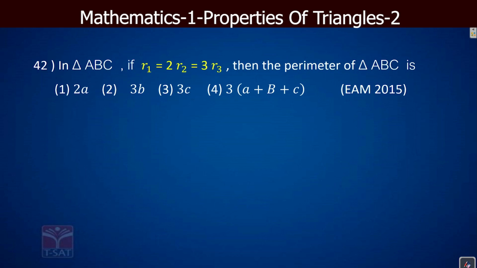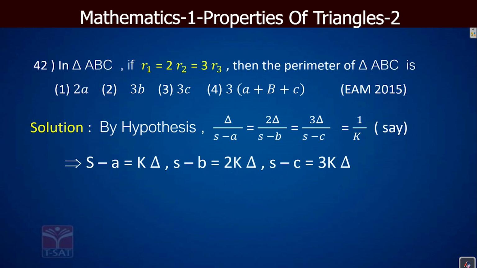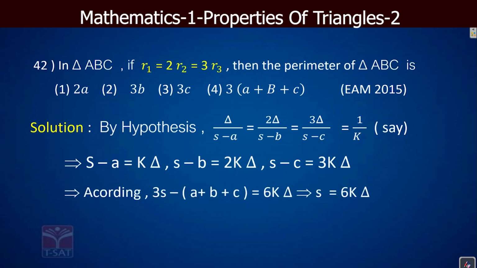Now by hypothesis, you know that r1 = Δ/(S − A), r2 = Δ/(S − B), r3 = Δ/(S − C). So by hypothesis, Δ/(S − A) = 2Δ/(S − B) = 3Δ/(S − C). Suppose each is equal to 1/K. Then S − A = KΔ, S − B = 2KΔ, S − C = 3KΔ.